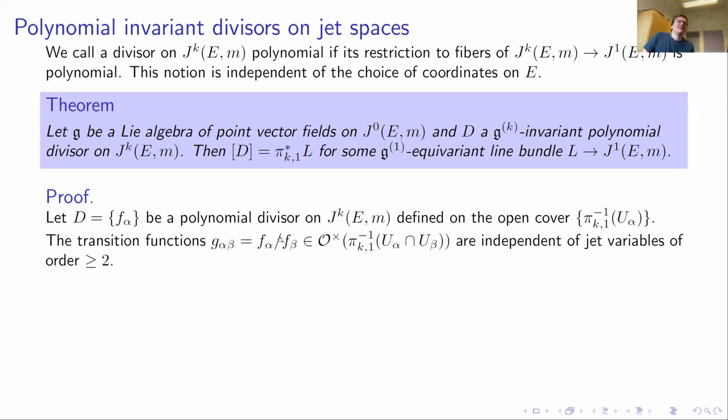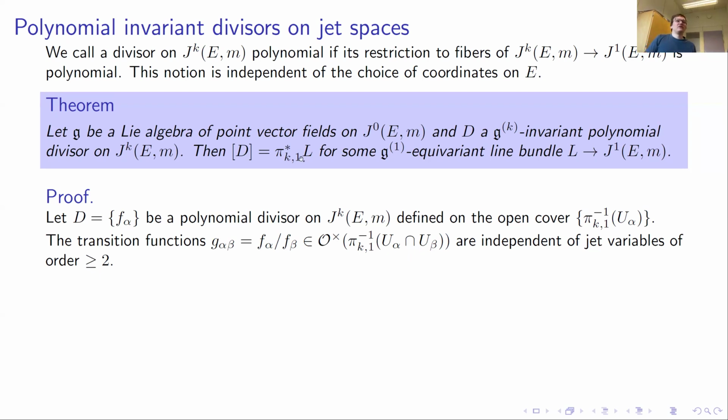Now, these f alpha and f beta are polynomial in the jet variables of order 2 and higher. And for them to be non-vanishing and also have no poles, polynomial parts have to cancel out. So this ratio drops to a function on u alpha intersected with u beta, just on J1. So that's the first part.